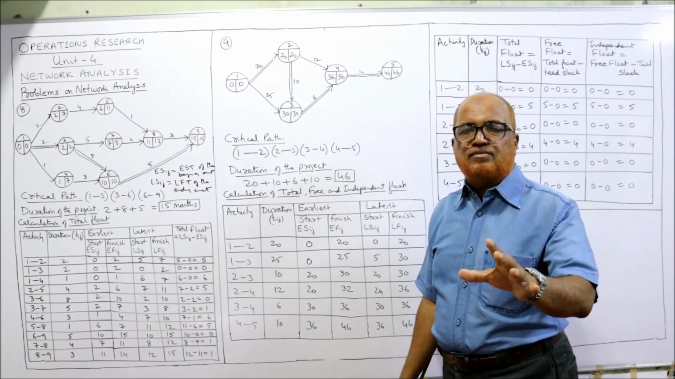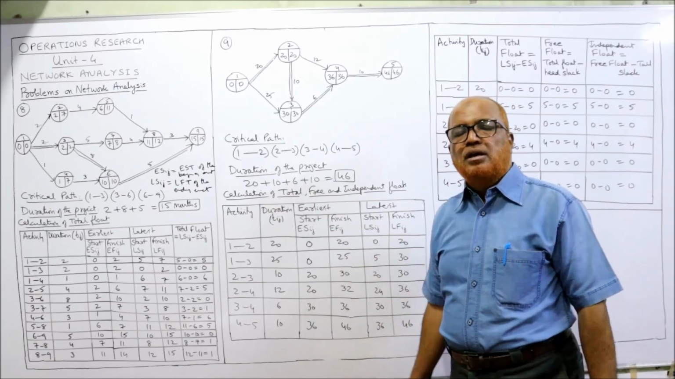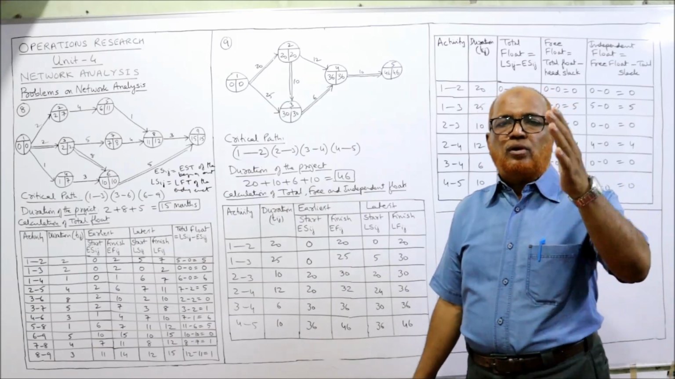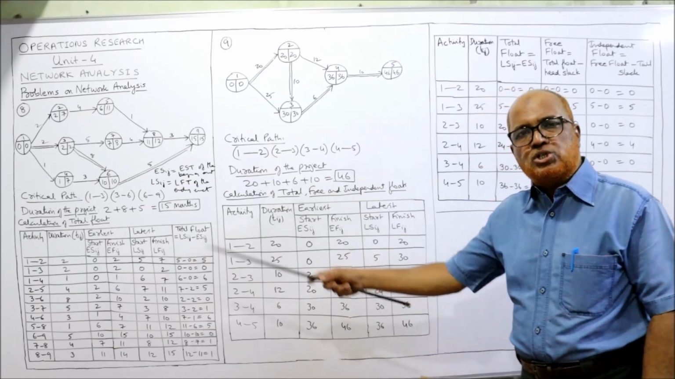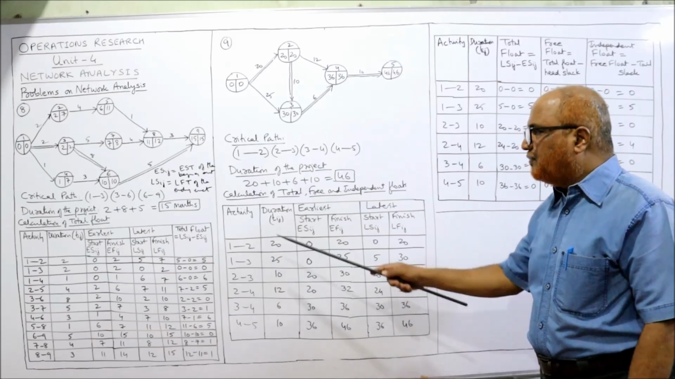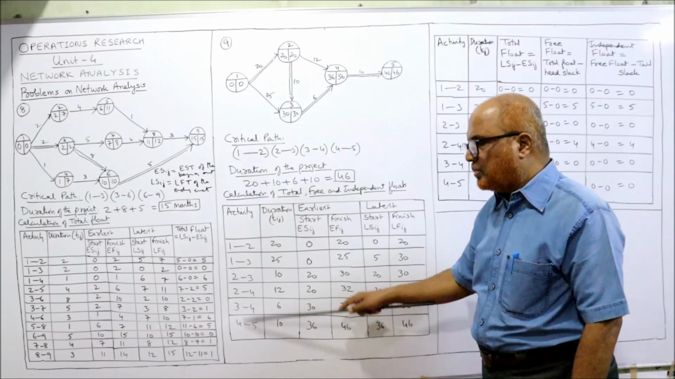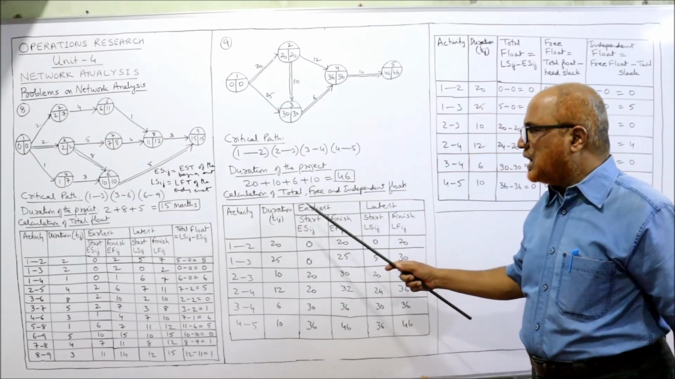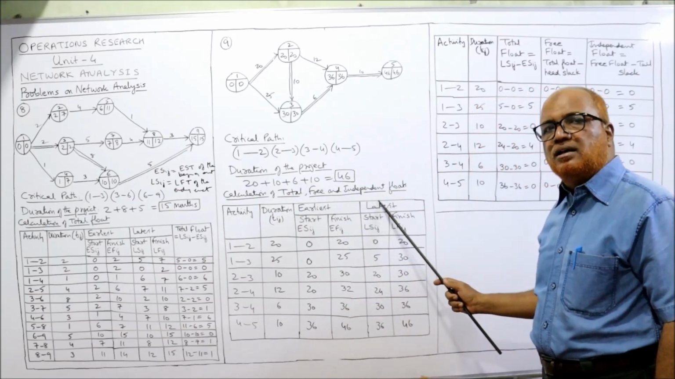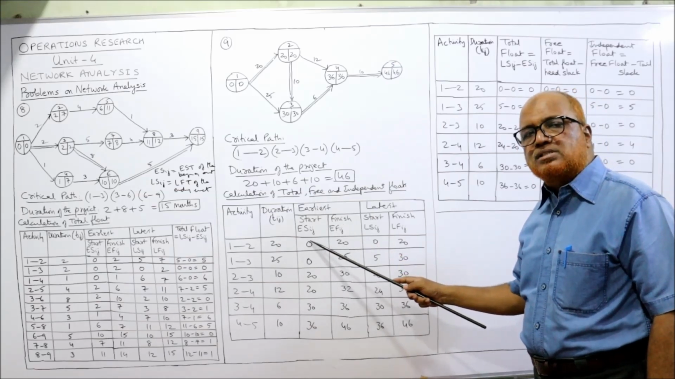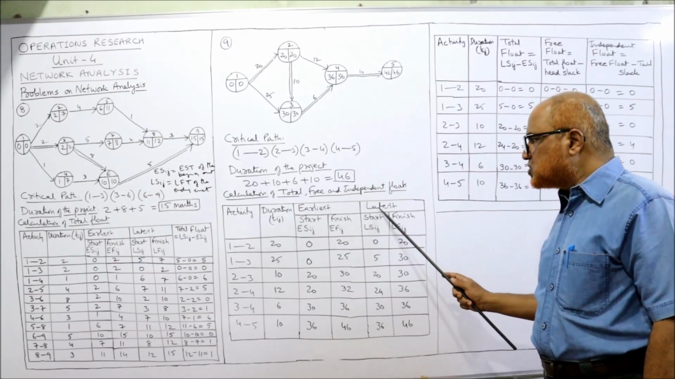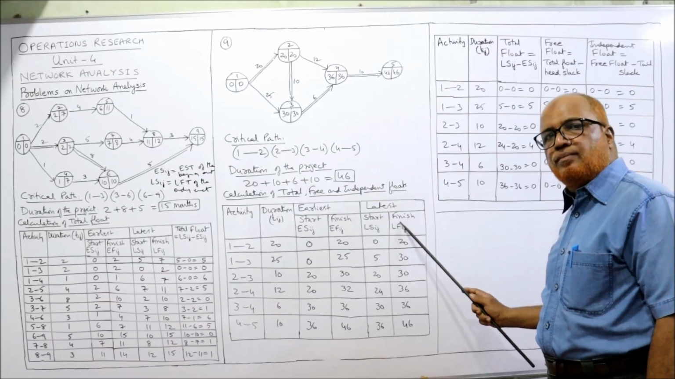We have calculated EST, LFT values, critical path, duration. Now we have to find out the total float, free float, independent float, just like the previous one. The first two columns, activity and duration, we have copied as it is from the problem. Two broad columns, earliest and latest. Earliest has two subcolumns, start and finish. Latest also has two subcolumns, start and finish.